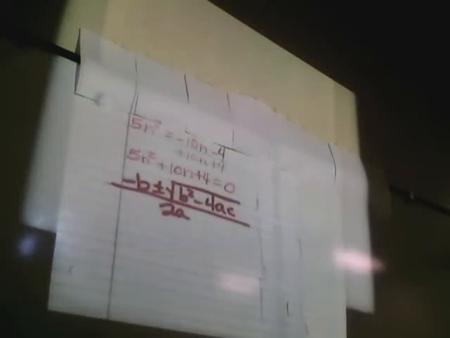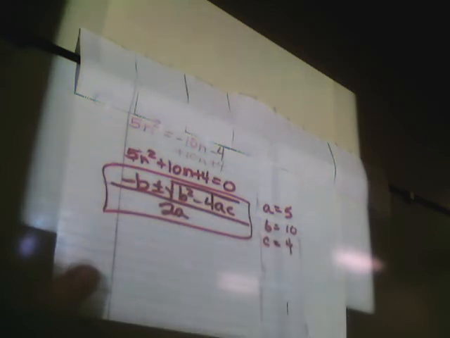So we have 5n squared plus 10n plus 4 equals 0. We got to plug these in to the quadratic formula. Your A is 5, your B is 10, and your C, positive 4. Okay, so let's get ready to plug it in.